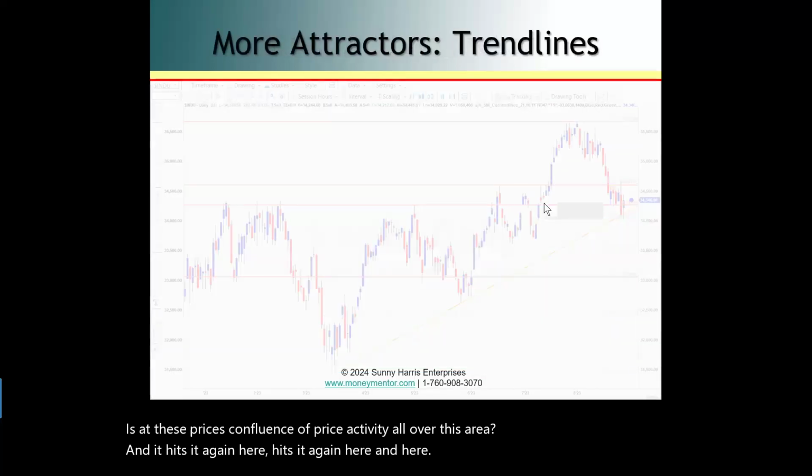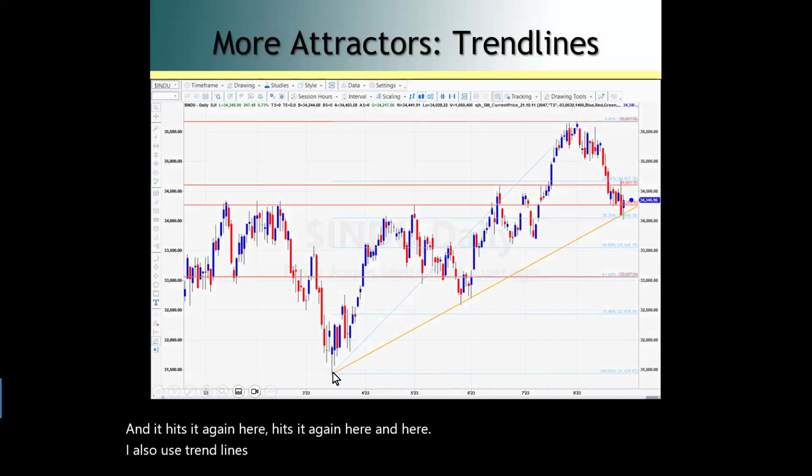I also use trend lines as attractors. You can see this hits here, and hits here again. So that's also an attractor.